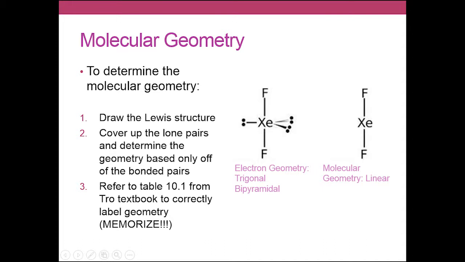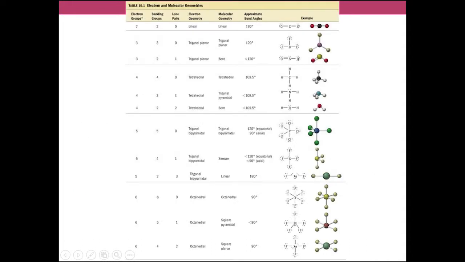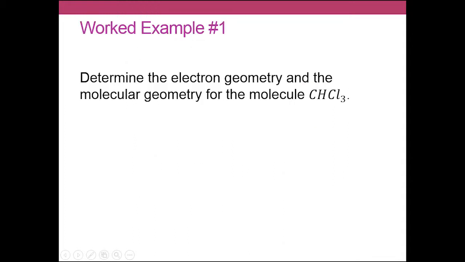The first step to determine the geometry is to draw the Lewis structure. Once we draw the Lewis structure, we're going to cover up the lone pairs and determine the geometry based only off of the bonded atoms. Once we determine the geometry based off the bonded atoms, we're going to refer to table 10.1 from the textbook to label it correctly. Table 10.1 is going to be an extremely important table that you will need to memorize for your exam. Here's a picture of table 10.1, the electron and molecular geometries, on page 434 of the textbook. You really need to memorize this table for the exam.